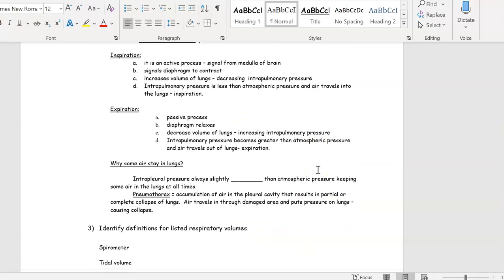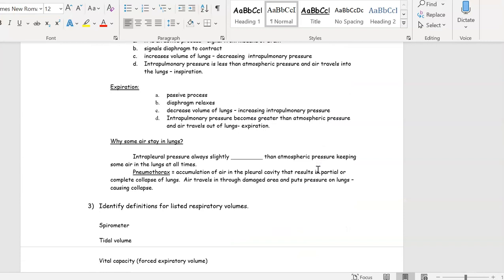Okay, so no matter how much you breathe out, how much you try to get all the air out of your lungs, you will always have some air left. You can breathe out and say there's no more air in my lungs. In reality, there is. The reason there is because of the interpleural pressure that we talked about before.